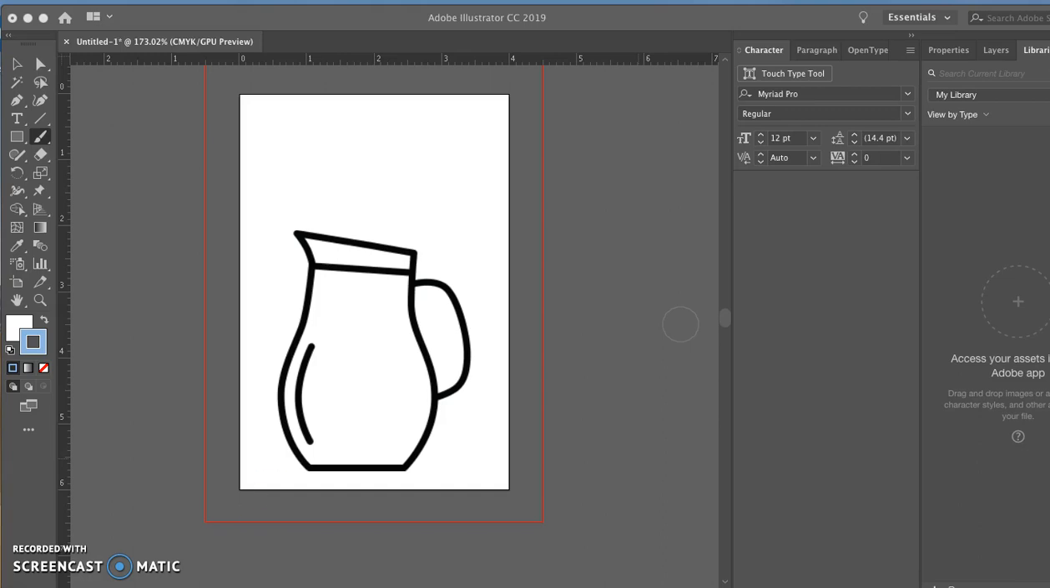What you're looking at right now is the artboard of an Adobe application called Illustrator. The artboard is what you see in white, and it is the place where we design. Now, it might look to you like white space with a picture of a jug, or it might look to you like an empty space. So you can look at it as both empty or full of white space.